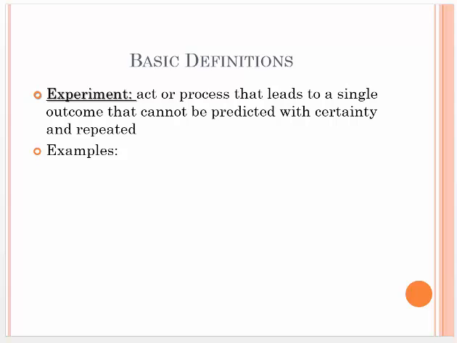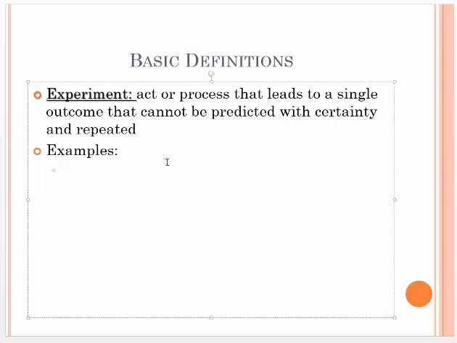The first thing is an experiment. In probability we're going to perform some type of experiment. The definition is that this is an act or process, something that you do that leads to a single outcome, so there's only one thing that can happen. Now this is important: that outcome cannot be predicted with certainty. Maybe I know what could happen, but I don't know for sure what I'm going to get. And the last part is that as soon as you perform the experiment, you can do it again. It can be repeated.